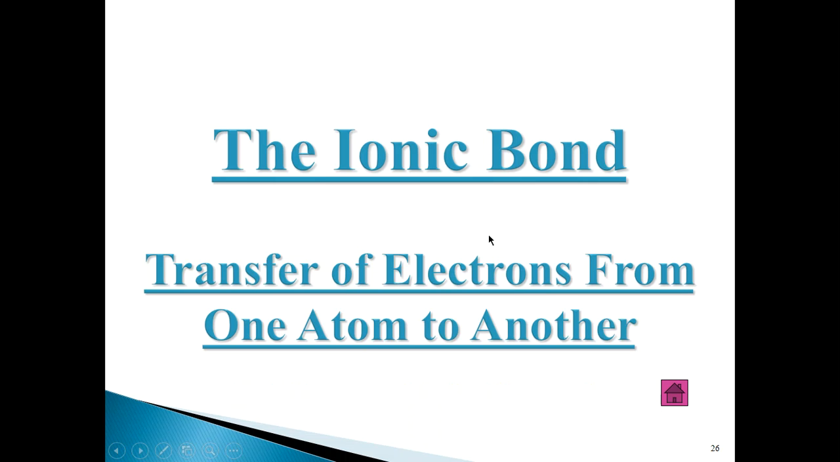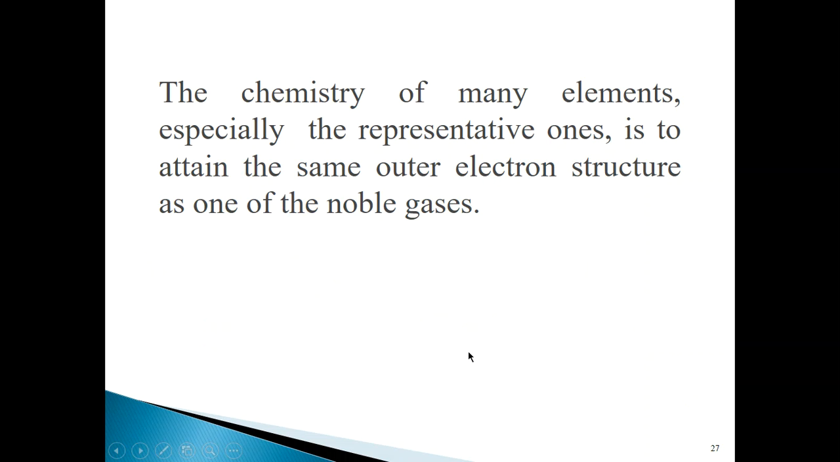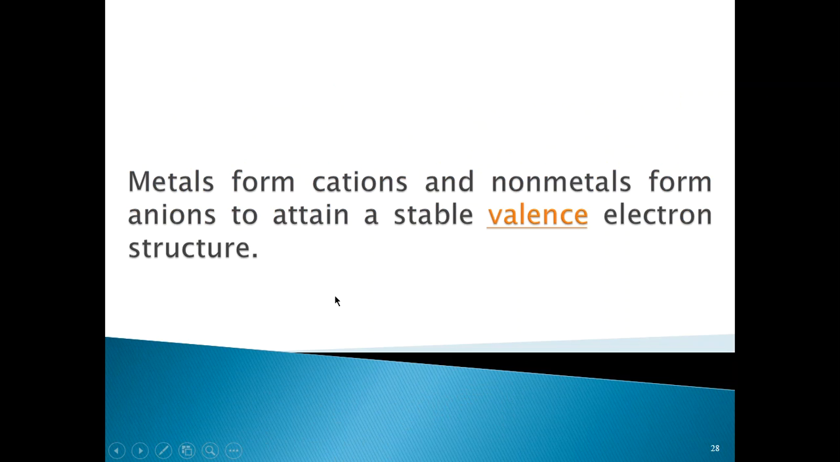Okay, so what we're going to do now is talk about the types of bonding that occur between atoms. The first type is ionic, and the second type is covalent. We're going to deal with the ionic bond first, and then the next video will deal with the covalent bond. In the formation of ionic bonding, what happens is that you have the transfer of electrons from one atom to another. Basically, this happens in most cases so that these atoms will have the same outer electron structure as a noble gas element.